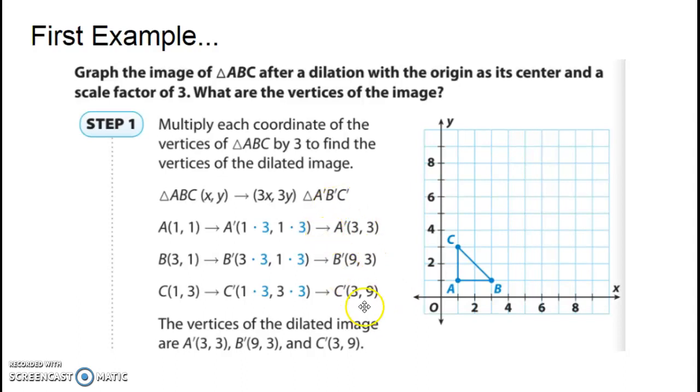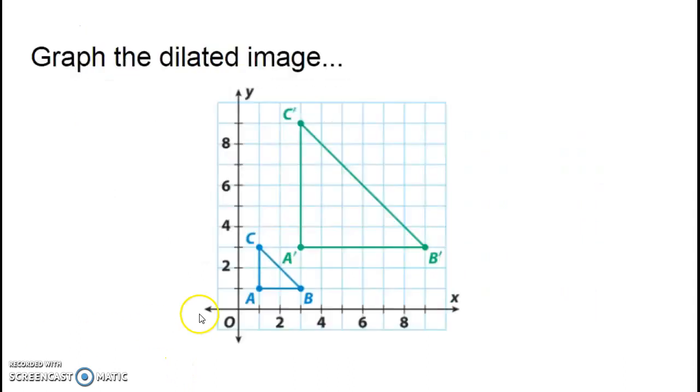So now you have your 3 new points of your new triangle, and you can plot those in. 3 and 3, that point would go here, and then you would graph B and C, okay? So you have your new vertices of the dilated image right here. When you graph the image, it should look like this. There's your A, B, and C.